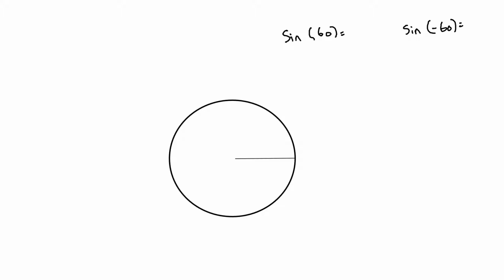So let's go back to those two values. Remember, for positive 60 degrees, we're counting in the counterclockwise direction. At this positive 60 degrees, we know that we had the ordered pair, or the associated point on the unit circle, of 1/2, comma, radical 3 over 2.